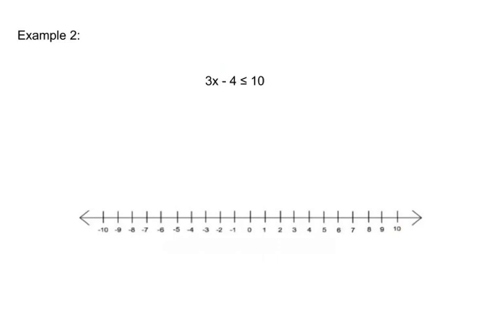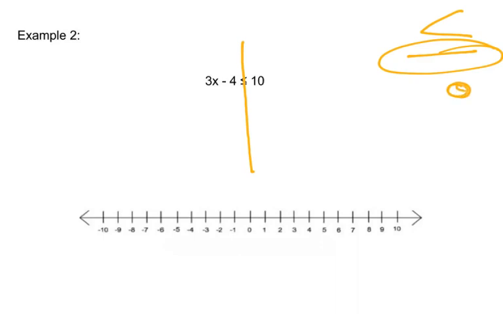Here's another example. This is like our two-step equations. So for now, we have an inequality. It is less than or equal to. It does have the equal to piece on it. So when we graph it, we're going to use that closed-in dot. We have to solve it before we know how to do that.